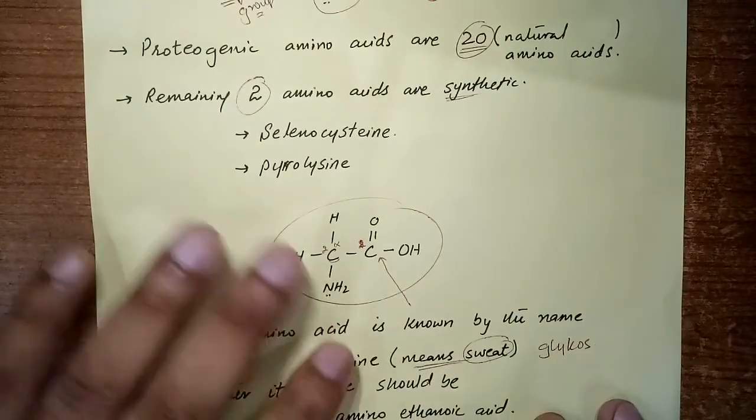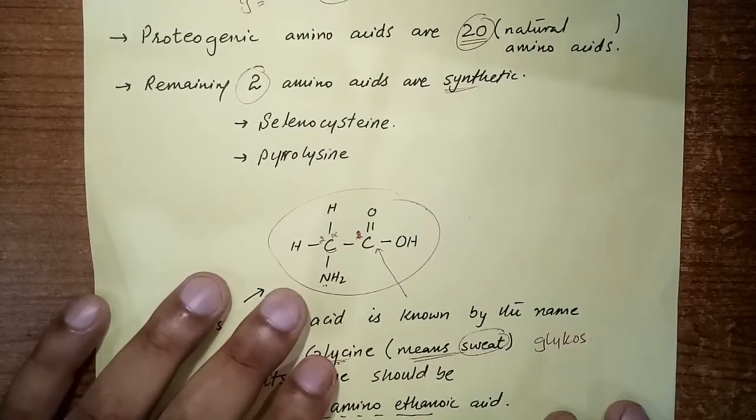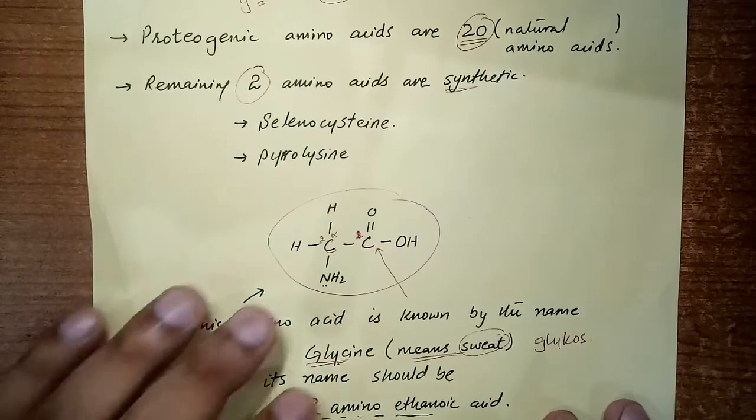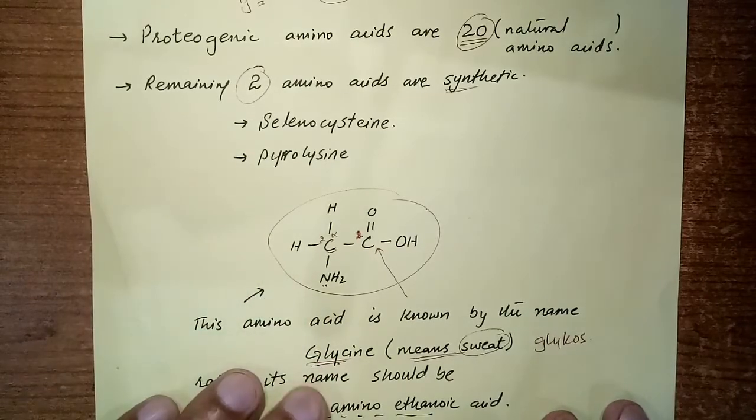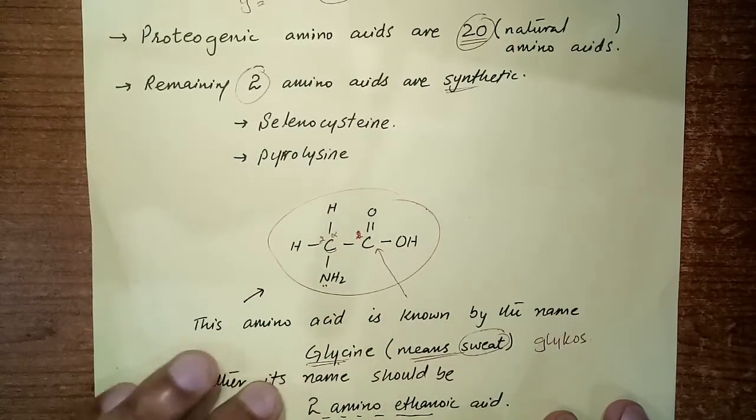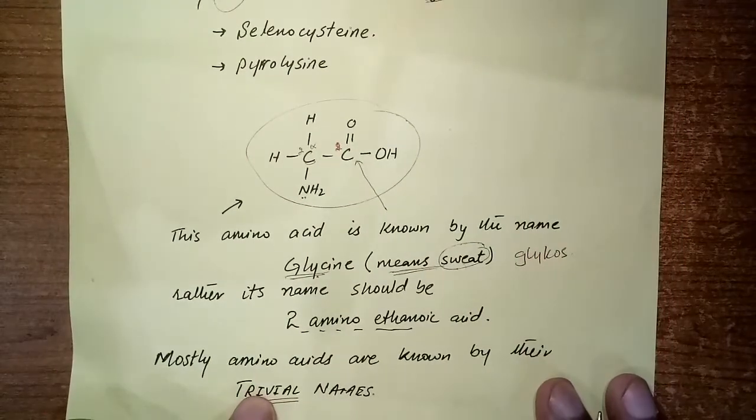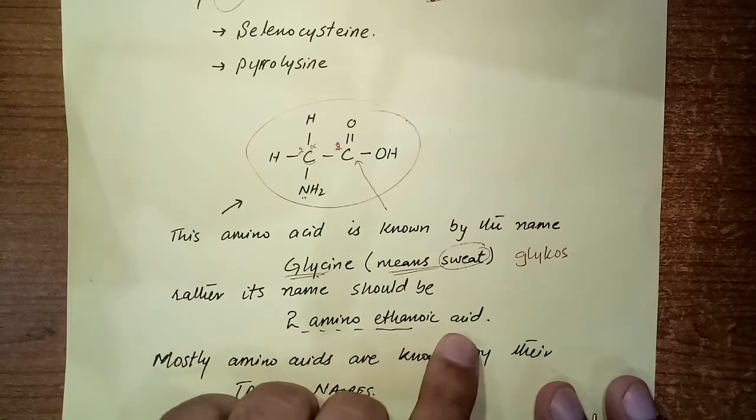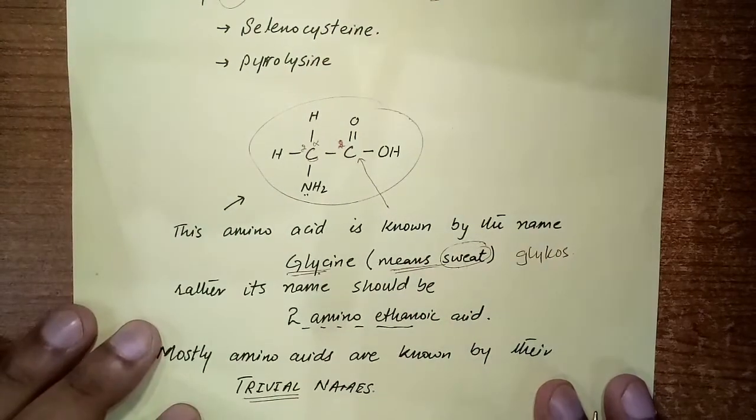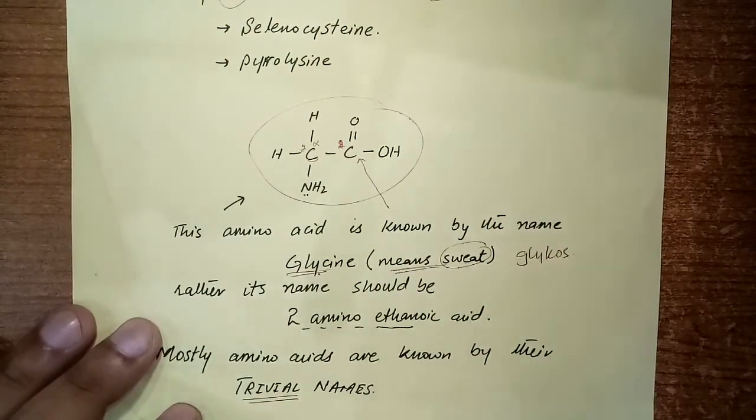So you can say that this also has a very unique naming in the previous history, and that's why we call them by the trivial names. We don't really go for the international names. So 2-amino ethanoic acid is basically the original name of this amino acid, right?